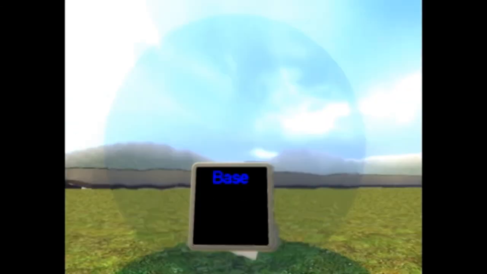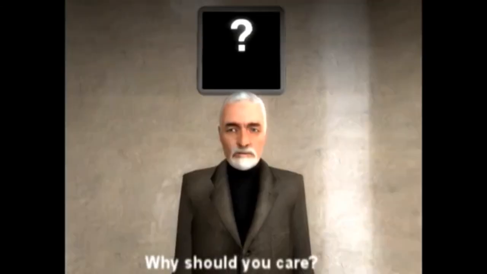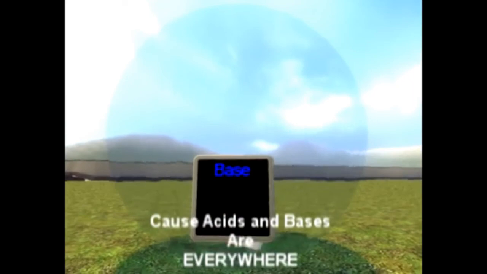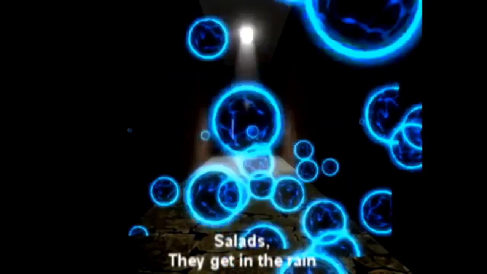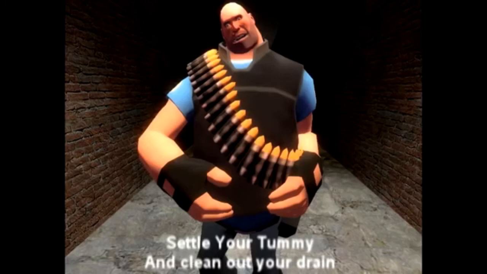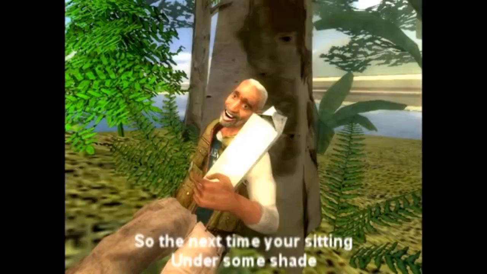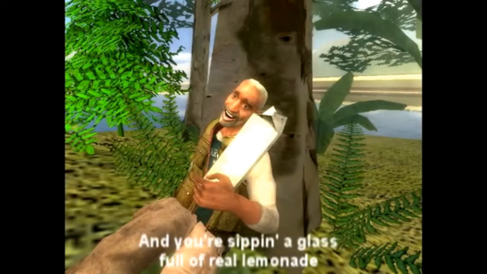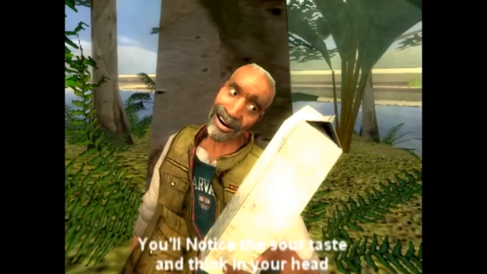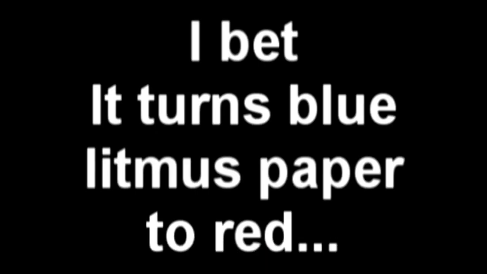Well, acids and bases, now why should you care? 'Cause acids and bases are everywhere. You put them on salads and they get in the rain. They settle your tummy and clean out your drain. So the next time you're sitting under some shade and you're sipping a glass full of real lemonade, you'll notice the sour taste and think in your head, I bet it turns blue litmus paper to red.